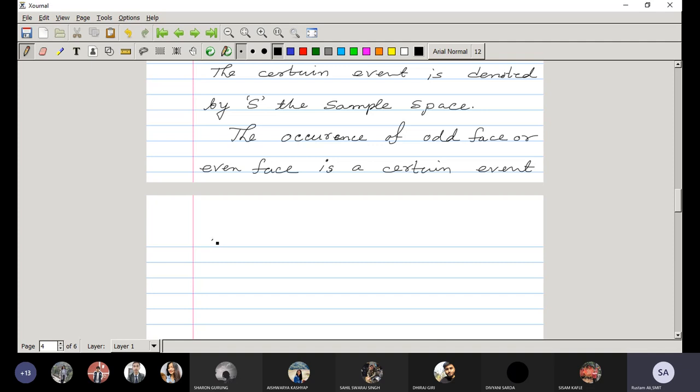Event of the experiment of rolling a die: the occurrence of odd face or even face is a certain event of the experiment.